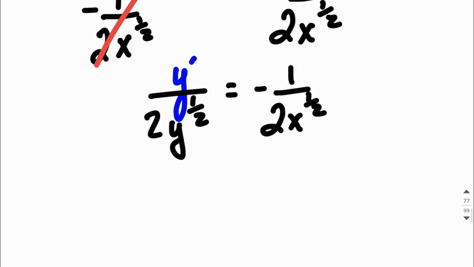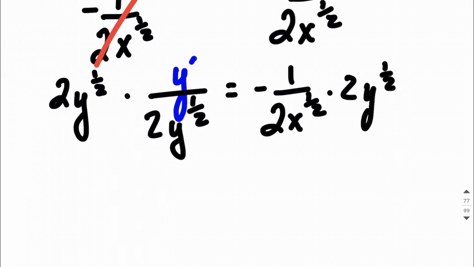All right, next, we still need to get y prime all by itself. So we need to get rid of that denominator from the left-hand side. To do so, I'm going to suggest that we multiply both sides by 2y to the 1/2 power. In doing so, multiplying and dividing by the same thing gives you the same thing, like numerator and denominator, and makes a 1. So that'll get y prime on the left-hand side all by itself.